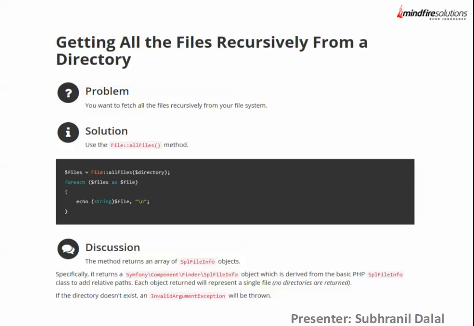Then getting all the files recursively from a directory, which means in a directory you have another subdirectory, and in that subdirectory you have files, but from the parent directory you want to get all the files, also from the subdirectory. That means recursively. So here the function is File::allFiles, and if you pass that directory path, it will give you all the files from the parent directory as well as from the child directories. So recursively it will give you all the files from a directory.